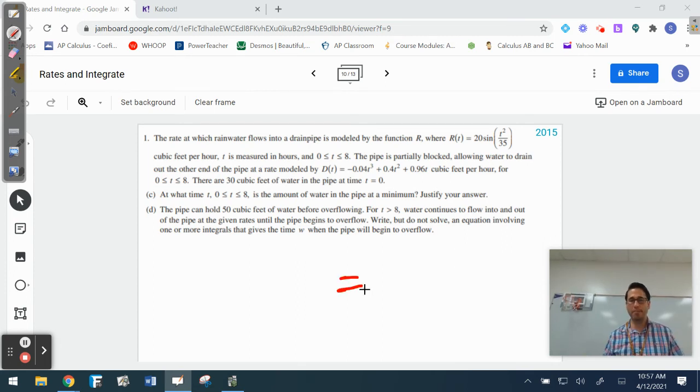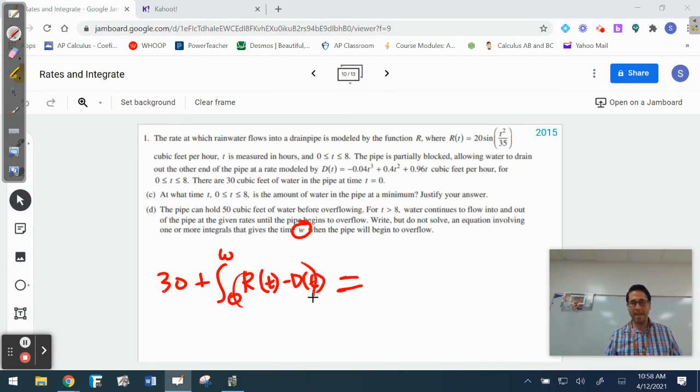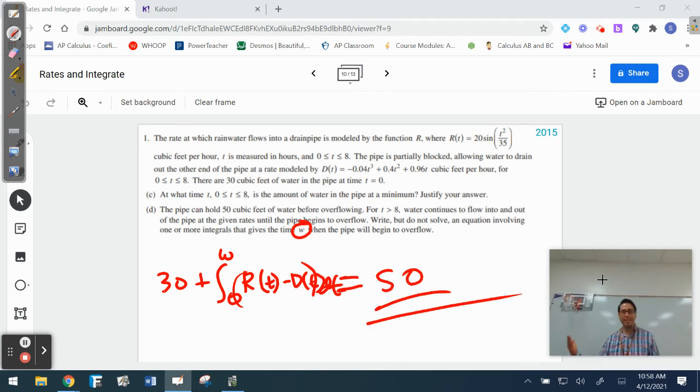Well, equation means there's going to be an equal sign. Okay, I can do that. And then once again, let's create something that stands for the total amount of water. 30 plus the integral, right, from 0 to, man, from 0 to what? Well, that's what we're trying to find. Now, they want me to call it W when I overflow. So I'm going to go from 0 to W, and then I got the rainwater going in, and I got the drain pumping it out. Well, when is that equal to 50? And when it equals 50, it overflows. How about that as an equation?